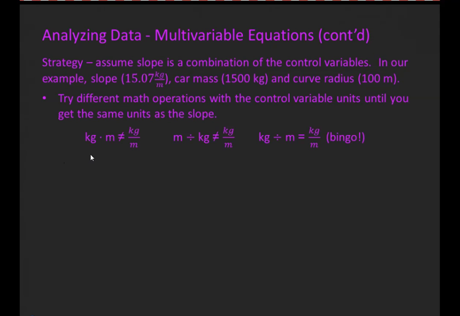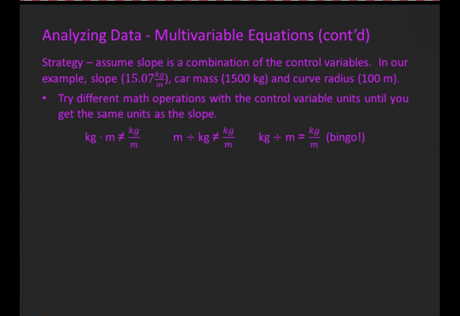So I took our units, kilograms and meters, and I multiplied them, and of course that wasn't equal to kilograms divided by meters. Then I took meters and divided them by kilograms, and that's not equal to kilograms divided by meters. And then I took kilograms divided by meters, and of course that's equal to kilograms divided by meters. And bingo, that's the correct math operation that gets the units to match the units of the slope. Now you may be saying, hey, it was obvious, why didn't you go ahead and just do the kilograms divided by the mass right away?